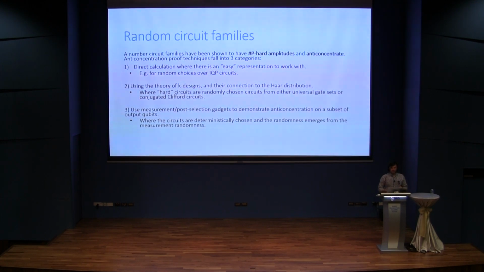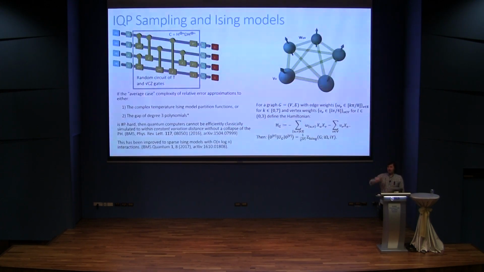So that was what was true for IQP circuits. The second was using the theory of k-designs. So that's a way of characterizing approximately random circuits. And what's been shown there is that hard circuits are randomly chosen from circuits that are from either universal gates or conjugated Clifford circuits, and that's been shown over the last couple of years. And the third case is to use measurement or post-selection gadgets to demonstrate anti-concentration on a subset of the output qubits in the system.